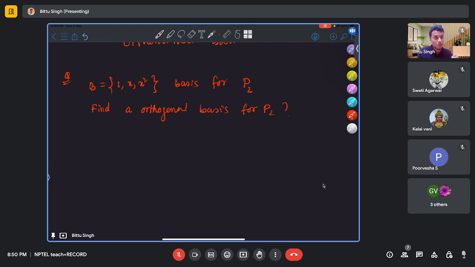The answer will depend on how we define the inner product. So if the inner product of a0 plus a1x plus a2x square, with b0 plus b1x plus b2x square, is defined the standard way, take the multiplication of each pair of coefficients and take their sum, then this is an inner product.